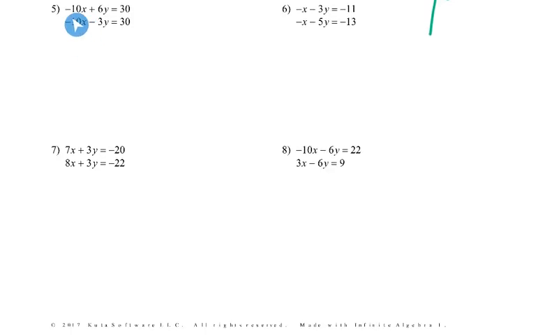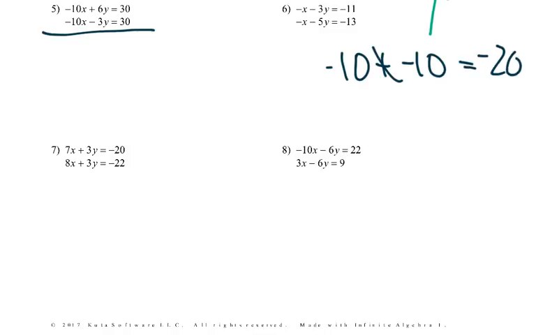Now notice here on this one, x's, y's, and numbers match up. Now this negative 10x and negative 10x. So now not only are they the same number, they're the same sign. So if I go negative 10 plus negative 10, that's actually going to be negative 20. So I can't add. What if I go negative 10 minus negative 10? That becomes plus a positive 10. That gives me 0. So I'm going to actually subtract.